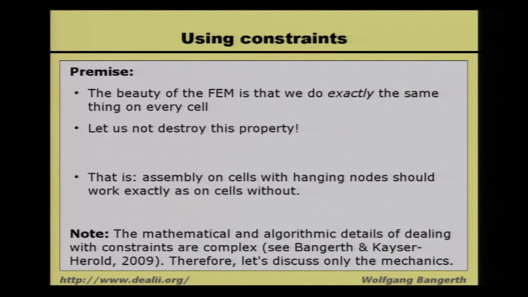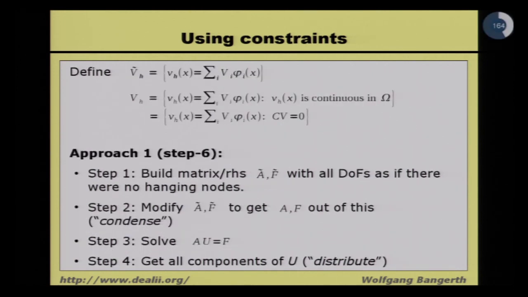a little bit of an overview of, well, you have this linear system that you assembled as if there were no hanging nodes, and then there is this constraint matrix C. How do you get the linear system that you need to solve out of these two pieces of information? That's what you can find in this paper if you want to know the details. As I say, what I would like to show you is essentially the mechanics. So in order to do this, there are basically two approaches.